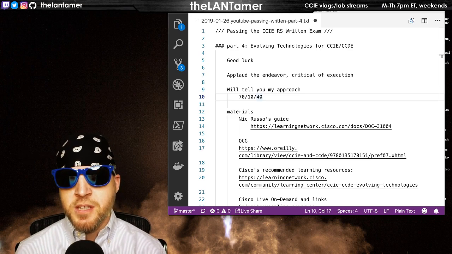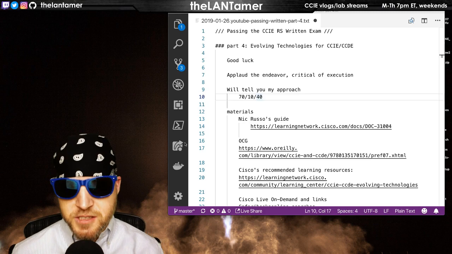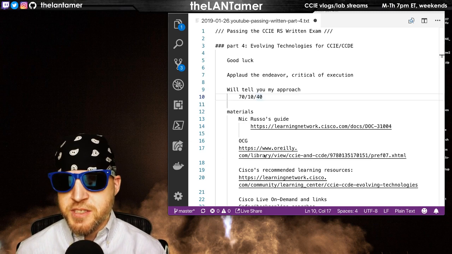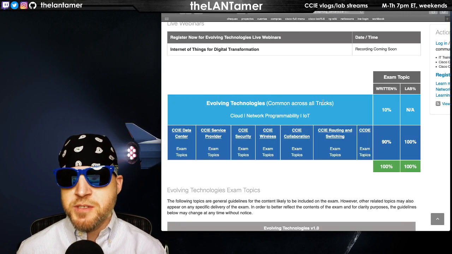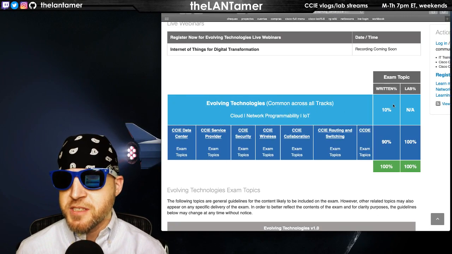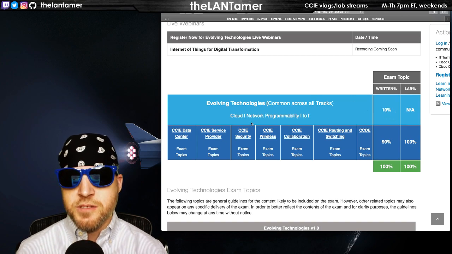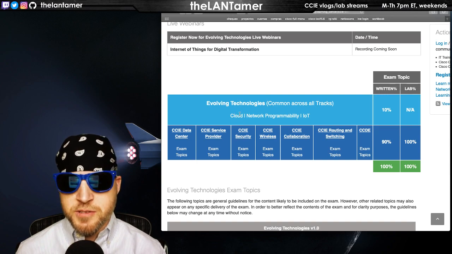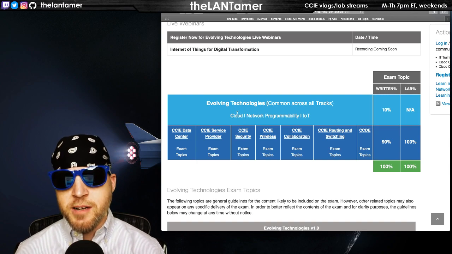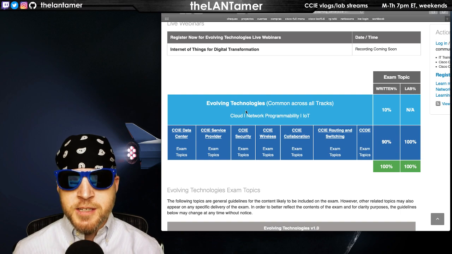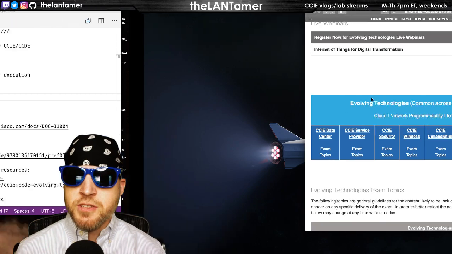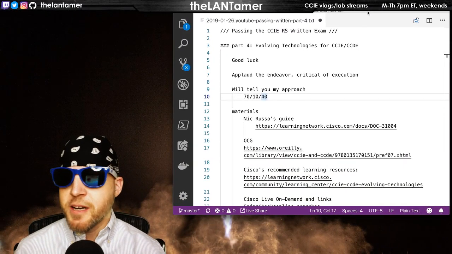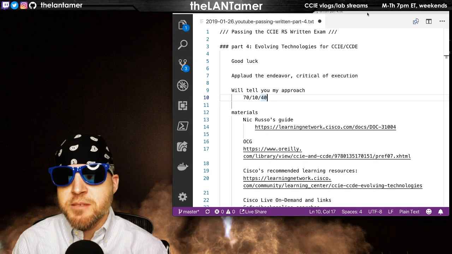Written Exam. This is about evolving technologies for the CCIE and CCDE. And as you know, this portion of the exam is common, 10% of the written exam on all tracks. There are three sections in the topics: cloud, network programmability, and IoT, Internet of Things. So what can I tell you about how to pass this part of the exam?